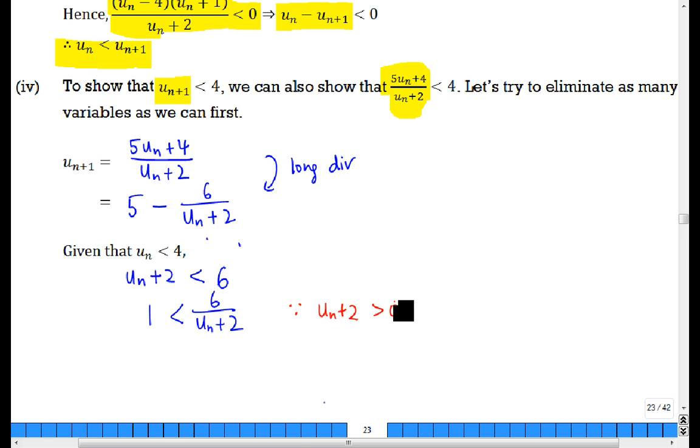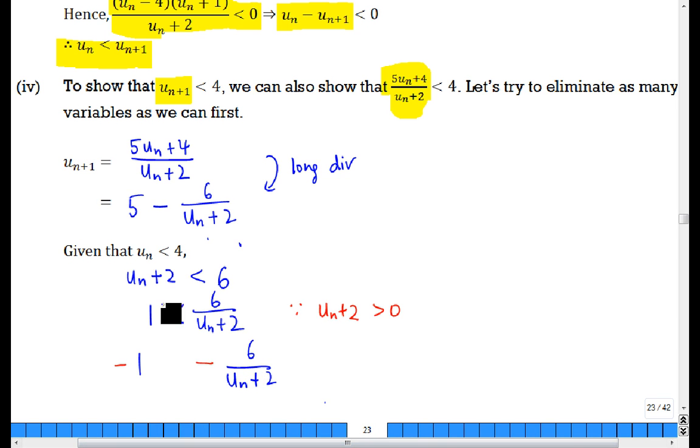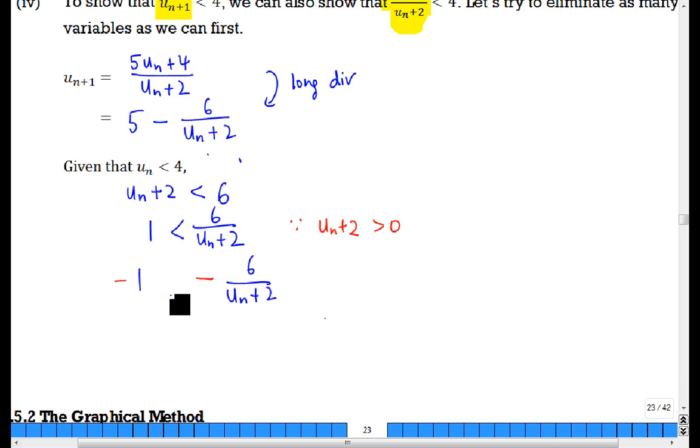I think we are almost there. We start off here, we end up here, we want to end up with 5 minus this. But before that, I want a minus to appear, right? So I multiply both sides by -1. Negative, sorry. Negative. -1, -6 over un plus 2. I multiply left hand side, right hand side with -1. Should I switch the inequality sign? Yes, we should.